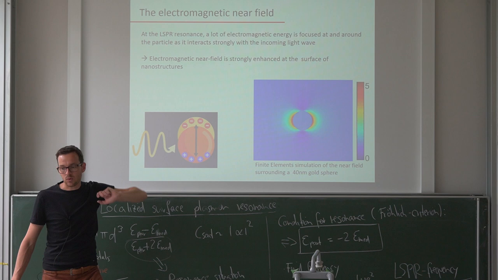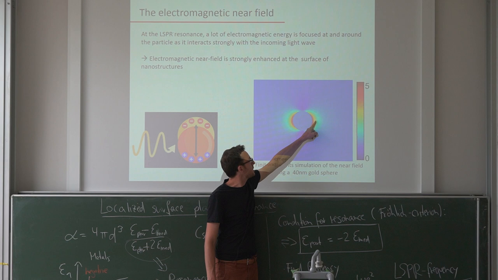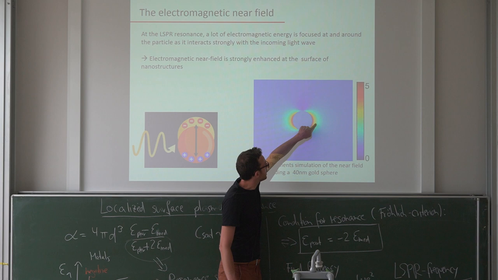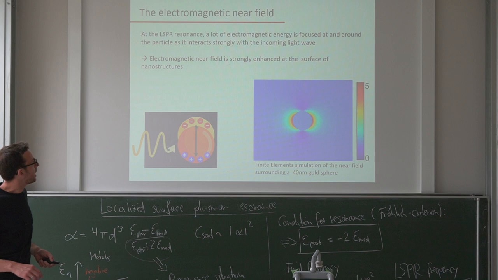And you can also simulate this. This is now finite element simulations of a gold sphere. And you see, in this case, the polarization is in this direction. So you very clearly see that the electromagnetic field is much higher here and here compared to the surrounding. And in this case, approximately a factor of 5 higher. And this is known as an enhancement of the electromagnetic field energy.